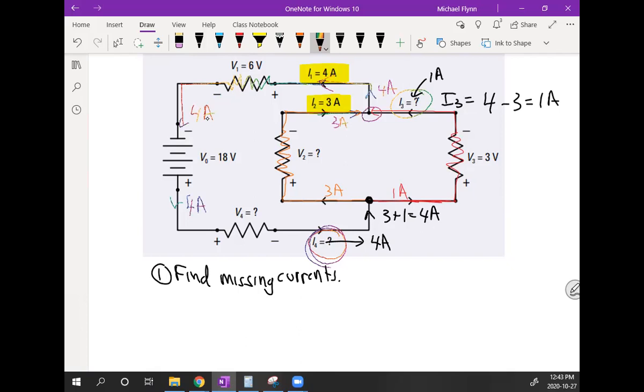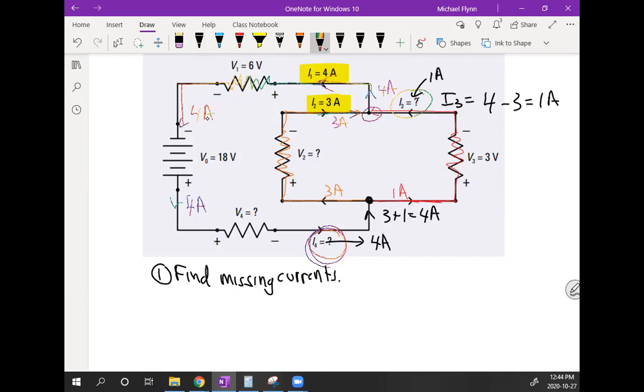And it's got to be 4 amps here that split up at the junction to 3 and 1. Then they get back together to make 4 again, and then they go back to the battery. Okay, and then they do the whole process over again. So there you have it. That's how you do the current law.